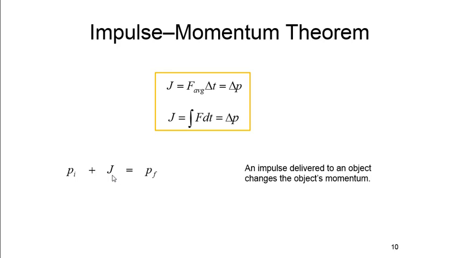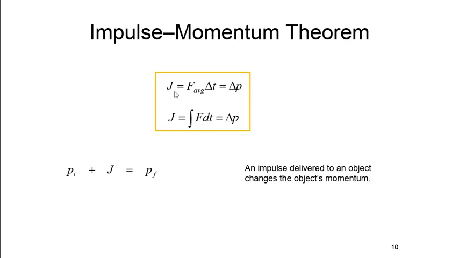And then we can say, well, how do we calculate impulse? That's just the average force times the time that the force is acting on our object. So this equation here is the impulse momentum theorem. This equation here helps you make sense of what impulse is and what it does.